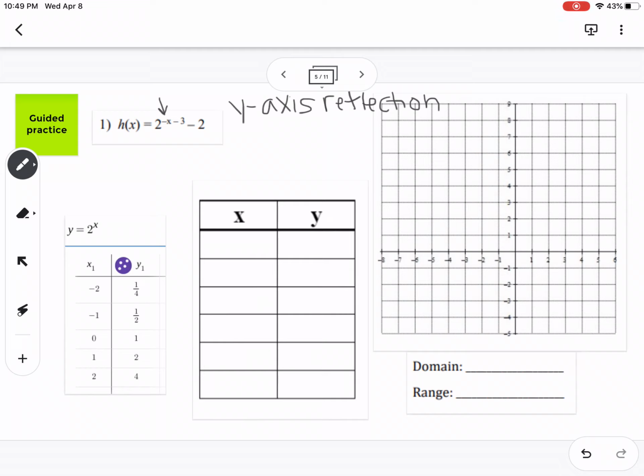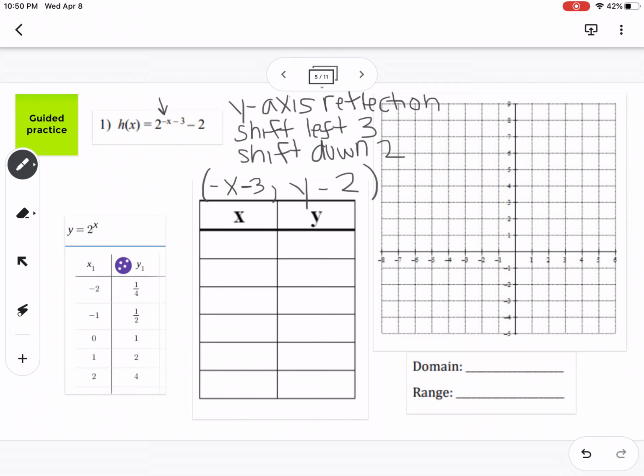It's actually shifted to the left, because if you took the negative out, this would be x plus 3, so it's a shift left 3, and then it's shifted down 2. Okay, so if we wanted to make a rule, we had a y-axis reflection, and we're shifted left, so it's (-x - 3, and then our y values just shifted down 2, so it's going to be y - 2).